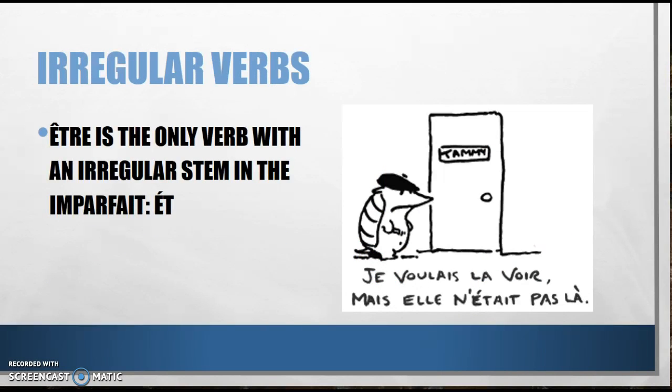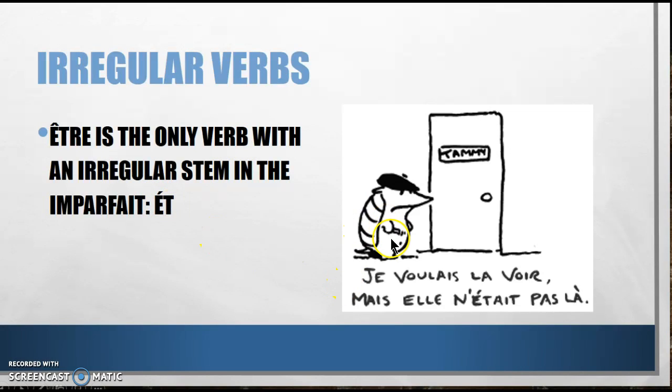So, irregular verbs, you know there's always somebody that's not following the rules when it comes to our verbs. Être, in this case, is the only verb that has an irregular stem in the imparfait. And here is its stem right here, just this É-T. Notice the accent over the E.